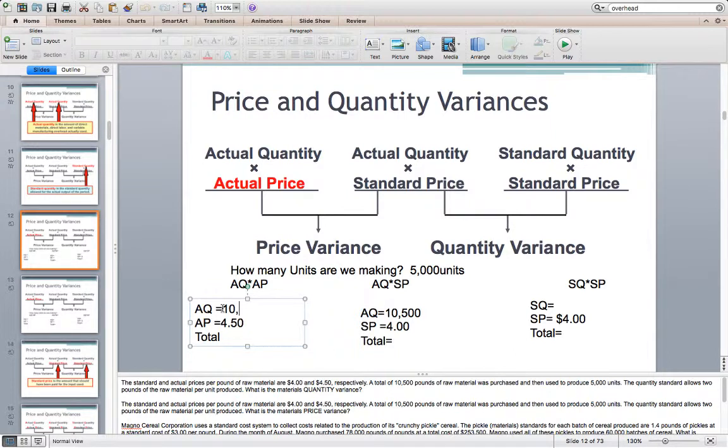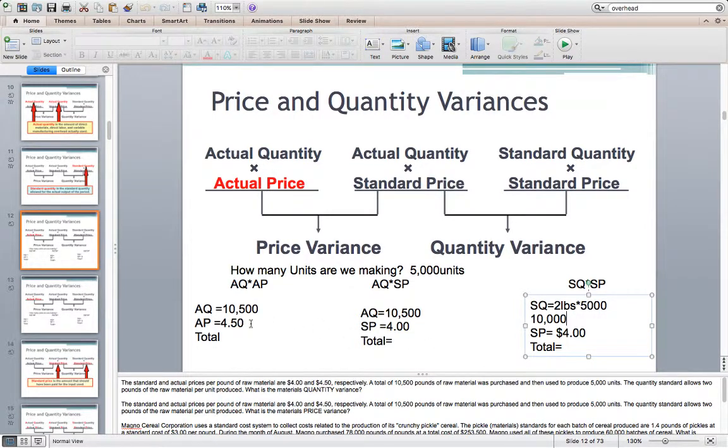And then they said that our standard allows for 2 pounds of raw material per unit. So they gave you that on a per unit basis, so 2 pounds per unit. But we have to think about how many units we're producing. We're producing these 5,000 units. So we'll times the 2 pounds standard per unit, times the number of units, to get a total for our standard quantity. So our standard quantity is 10,000 pounds, and then we will calculate that in our formula.